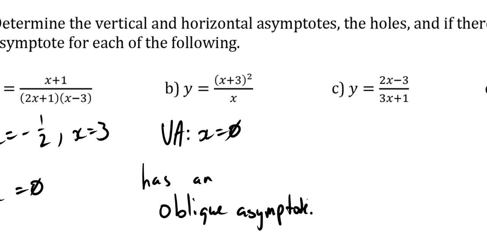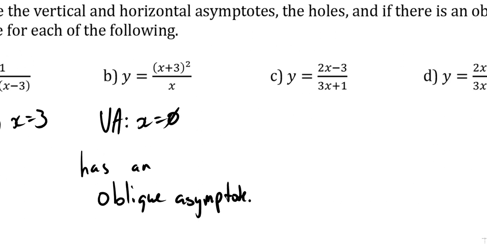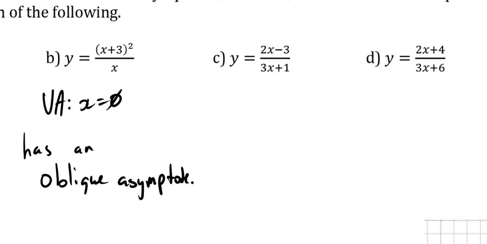Okay, and that's it. How do you find the oblique asymptote? It's actually pretty easy, but it's not something we're going to worry about right now. Easy for us because we have the skills to do that. Okay, this one I think is pretty straightforward.